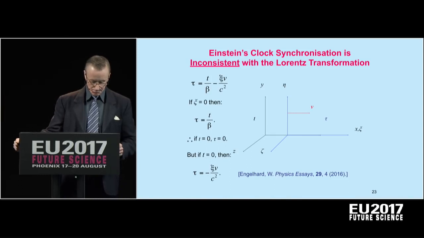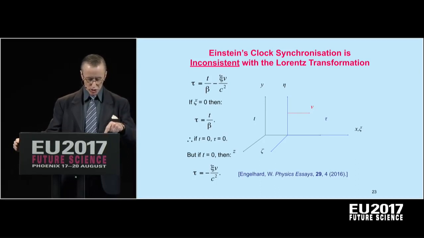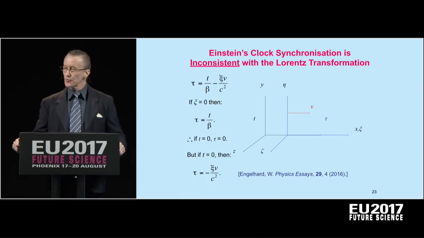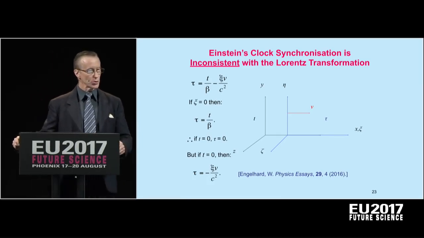But if t equals 0, you can just put t equals 0 in the top equation. You get tau is equal to minus z v over c squared. Professor Wolfgang Engelhardt wrote a paper in 2016, late last year, where he points this out. And you see that tau now is a function of position z. That's supposed to be the time of all the clocks in the stationary system. So if t is 0, tau is not necessarily 0.